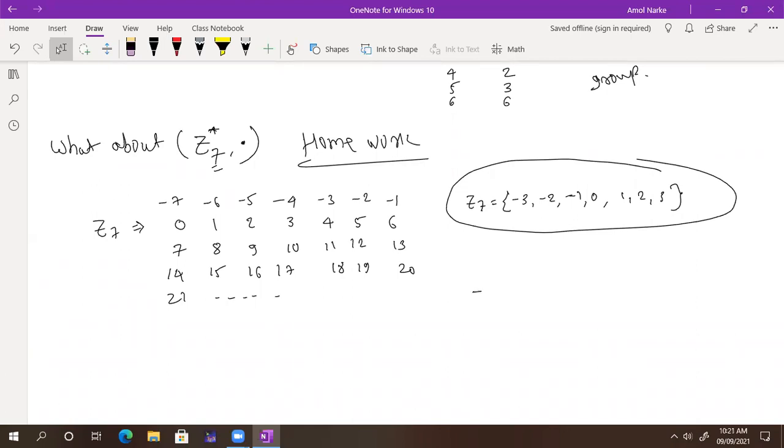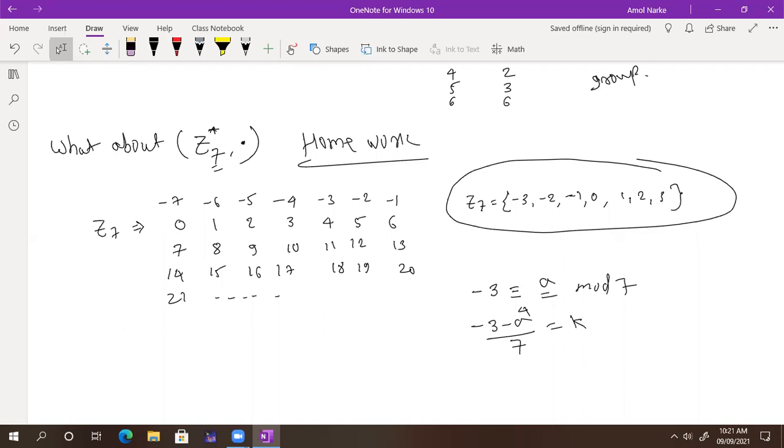-3 is congruent to which number mod 7? Let's say that number is A. So what I want is that -3 minus A is divisible by 7. What should be the value of that A? Since it is divisible by 7, you will get a constant number. That should be 4, because -3 minus 4 is -7. That K is the constant. So that's why 4 is there. -3 is congruent to 4.